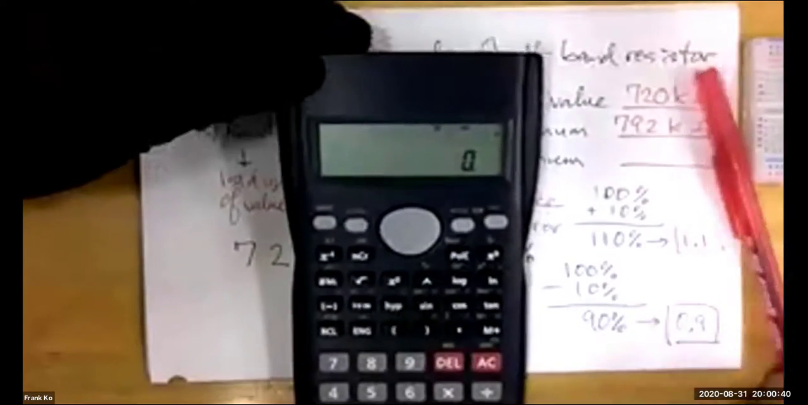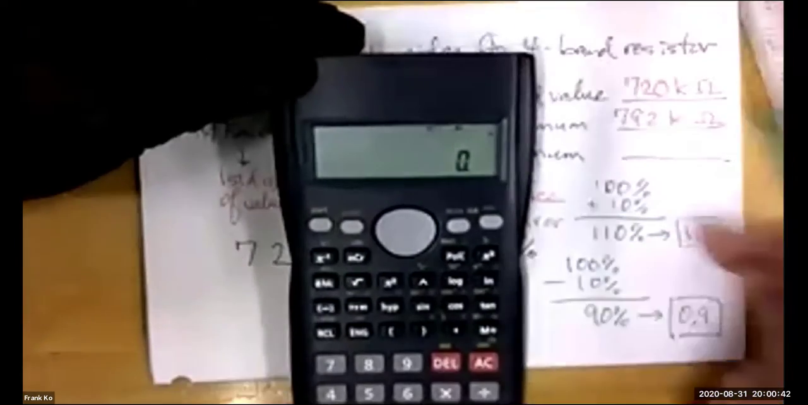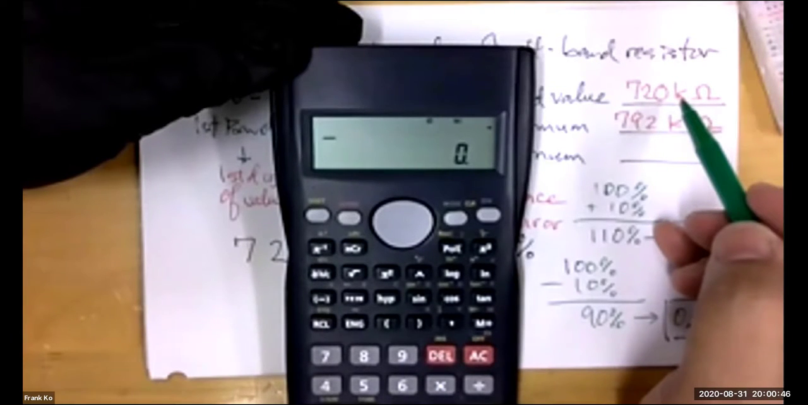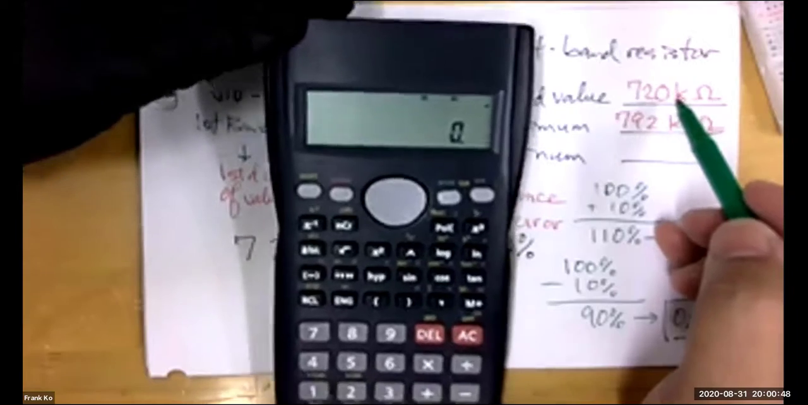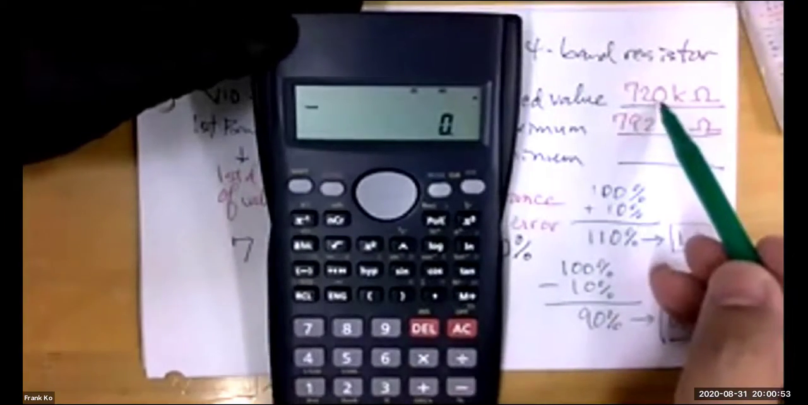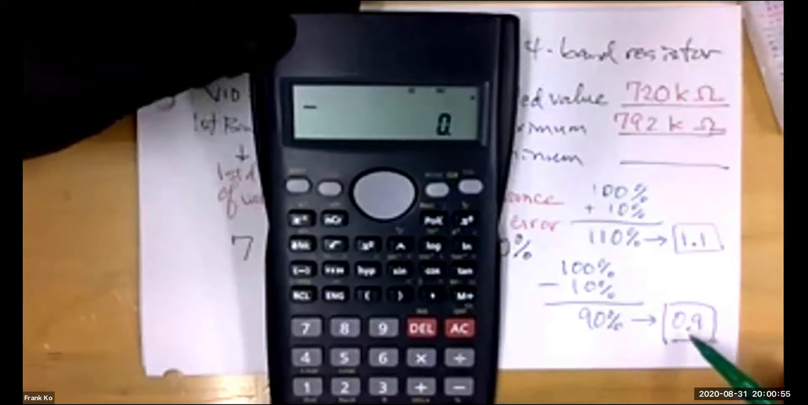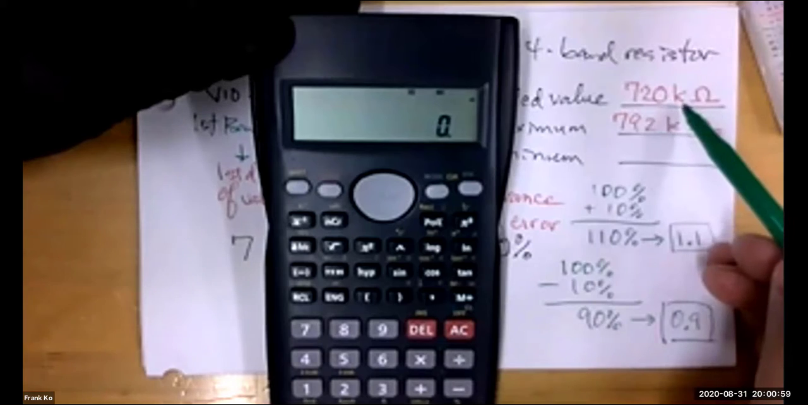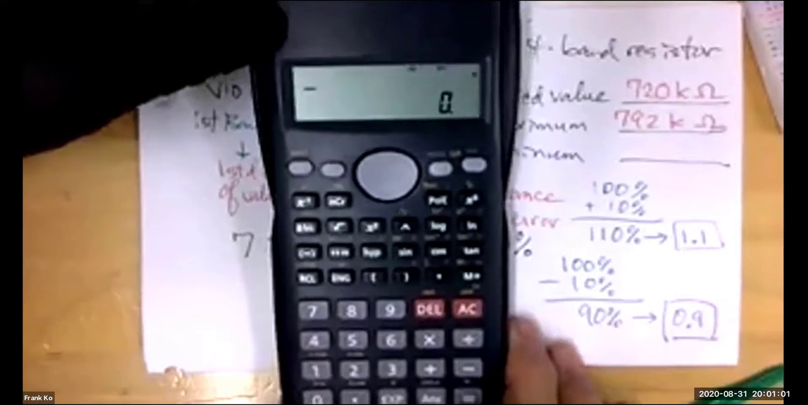What you're going to do is you're going to key in 720 kilo. And here's where a lot of first semester students miss this. They just simply key in 720 and multiply by 0.9. Now, we'd be wrong. This is 720 kilo. So watch how we have to do this on our calculators.